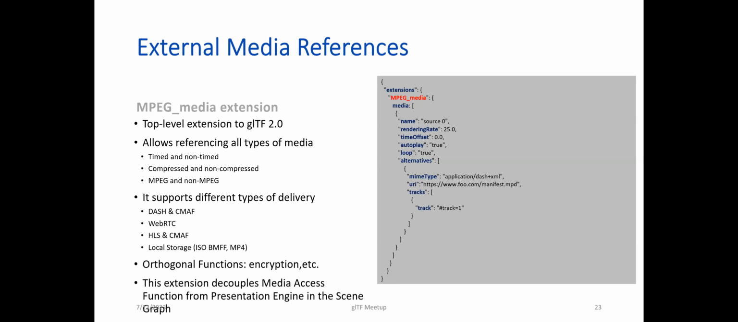So if you look at the details of the MPEG media extension, it has a description of the media, how to play it back, and how it's accessed. The access is provided through the alternatives, and you can have as many alternatives as you want. If you want to support different encodings, different formats in the devices that you're targeting, then you can provide multiple alternatives.